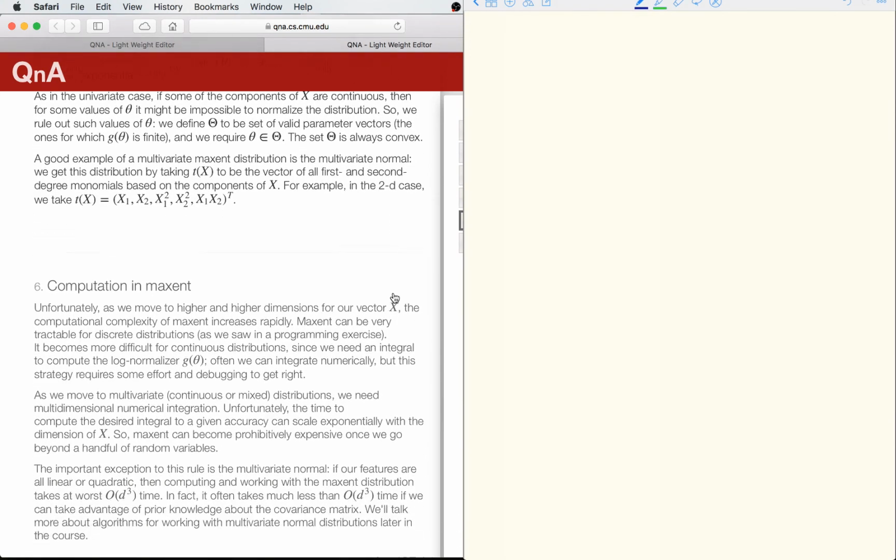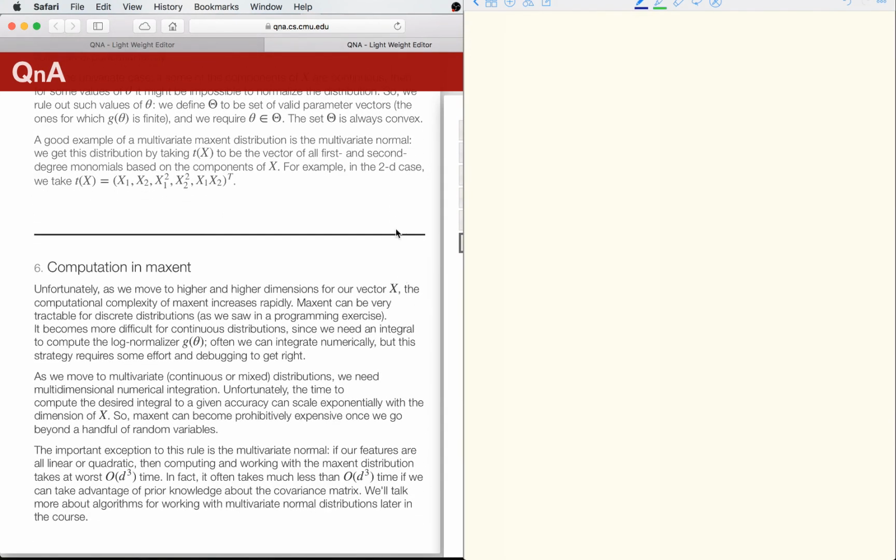A good example of a Maxent distribution is the multivariate normal. We get that one by taking the statistics t of x to be all of the monomials up to degree 2. So in the 2D case, this is what you get, right? First degree monomial, first degree monomial, and then 3 different degree 2 monomials.